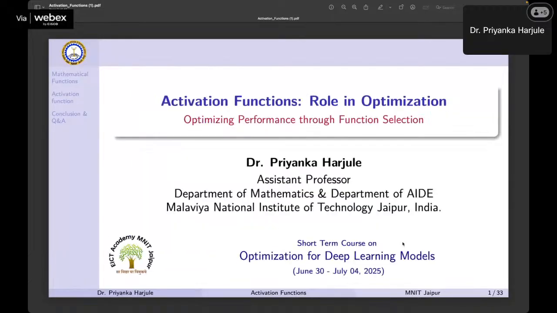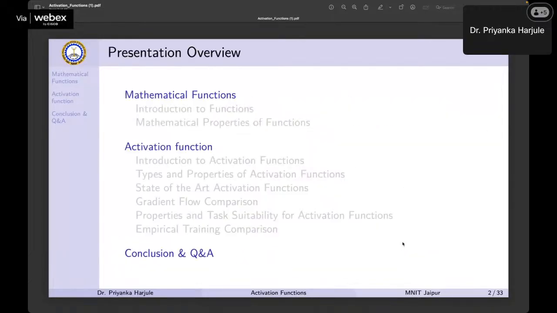Okay, so now we start with activation functions and their role in optimizing. As we have already seen the challenges associated with the optimization of neural networks and the loss surface geometry in the previous section, now we will dig deeper into the entire optimization process with a very important part of the entire neural network setting, that is the activation function.